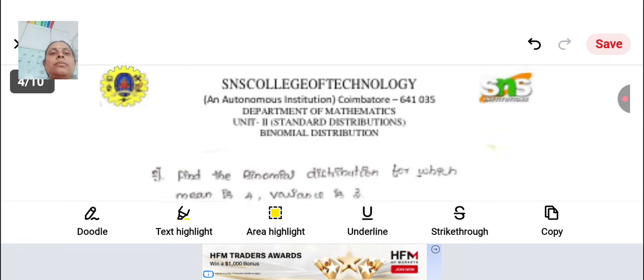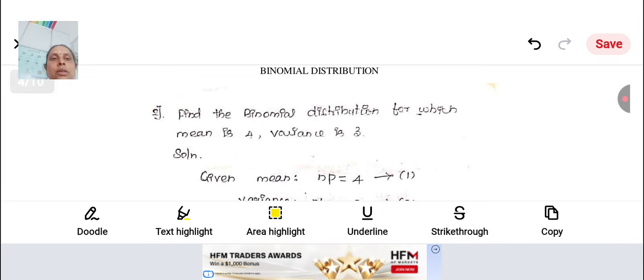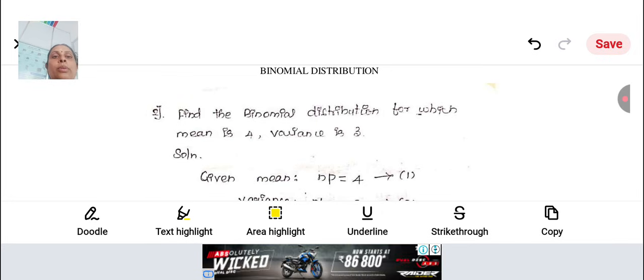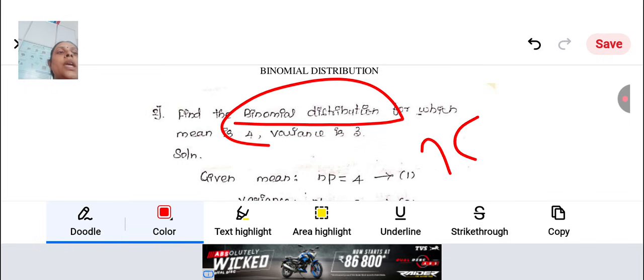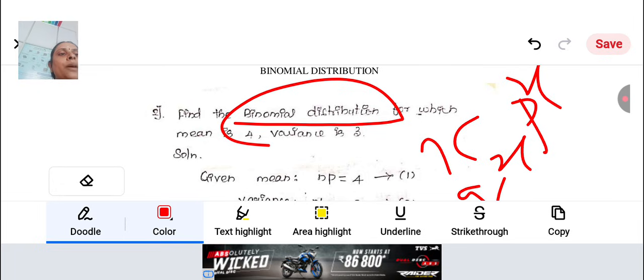Similarly, we are going to solve another problem. The problem is to find the binomial distribution given the mean and variance. The binomial distribution is nCx p power x, q power n minus x. So first we have to find the p value, q value, and then the n value, and substitute here. That is the binomial distribution.